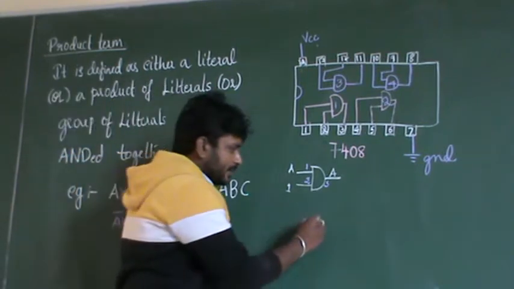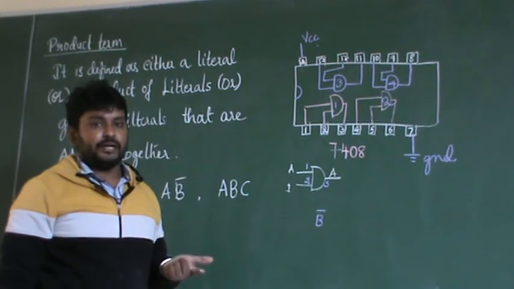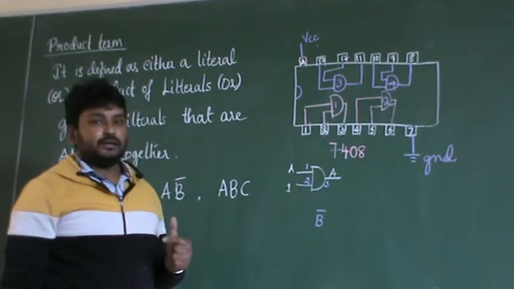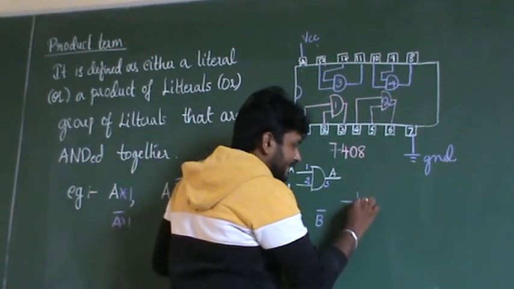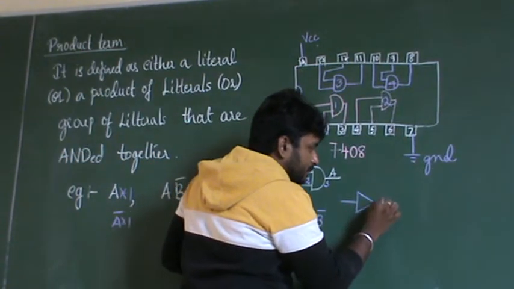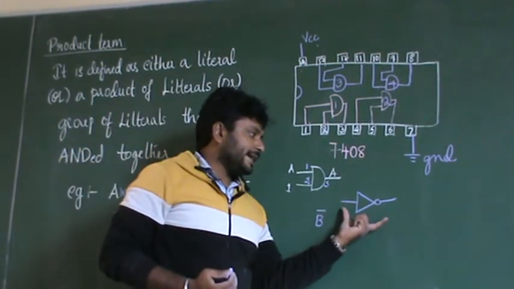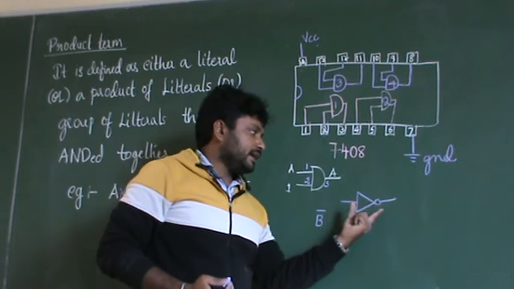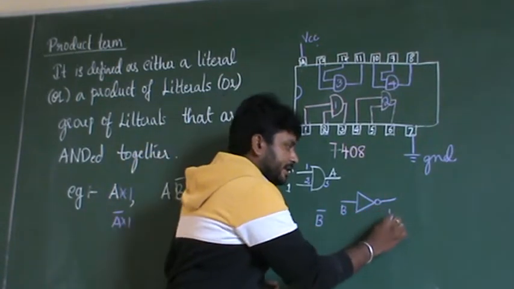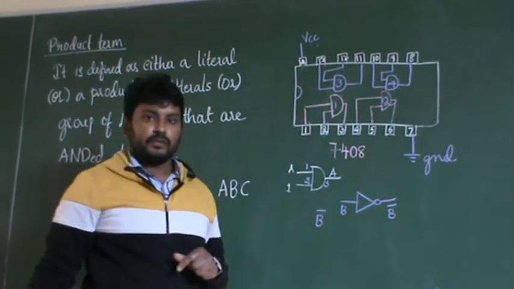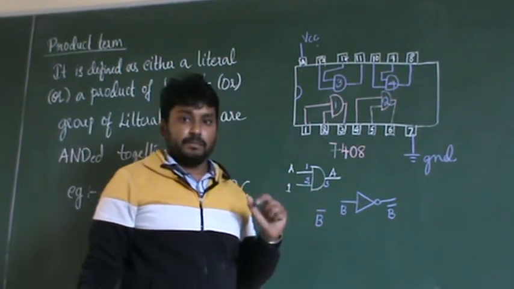How to get B bar? As I have already told, if you want to get a B bar or the complementary form, you have to go for NOT gate. The NOT gate will always provide the input in the complementary form, and the NOT gate has only a single input and single output. For example, I am giving here B, so here you will be getting B bar. Understood?